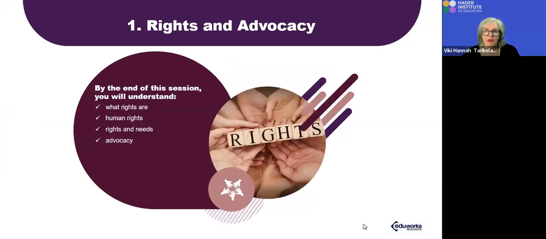So advocacy, by the end of this session, you'll have a better understanding around what the rights are, human rights and the needs of a client depending on their diversity. And then also what is an advocate? What's the difference between an advocate and a support worker?